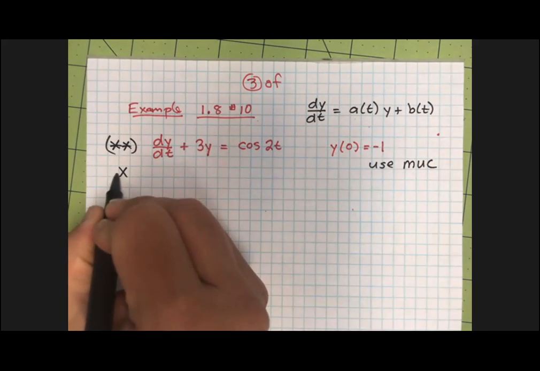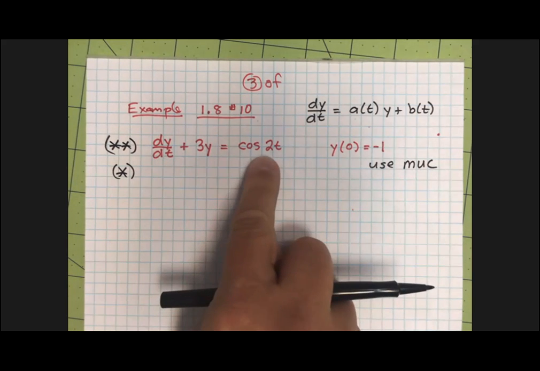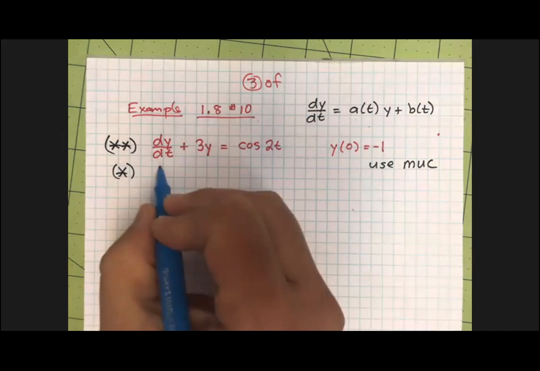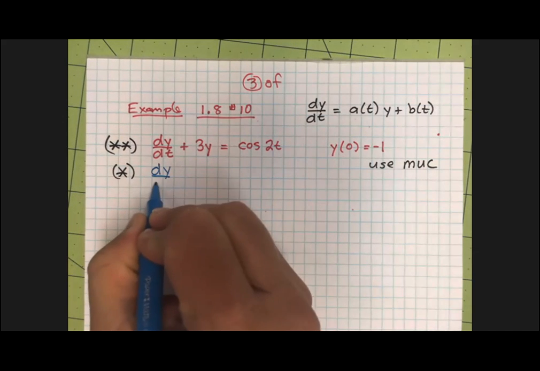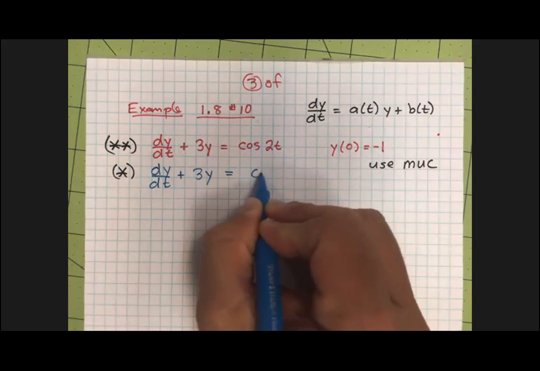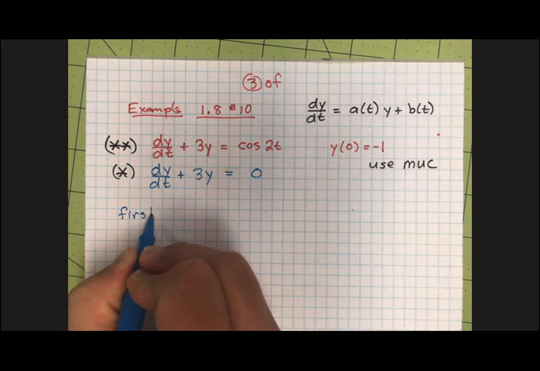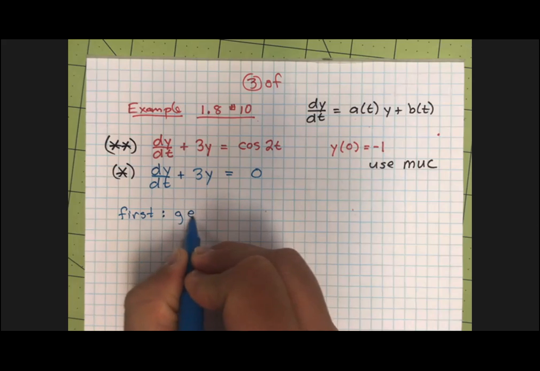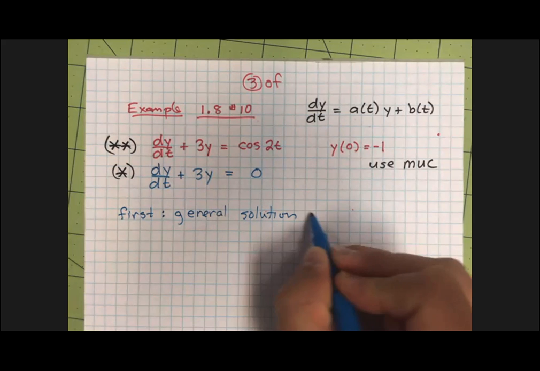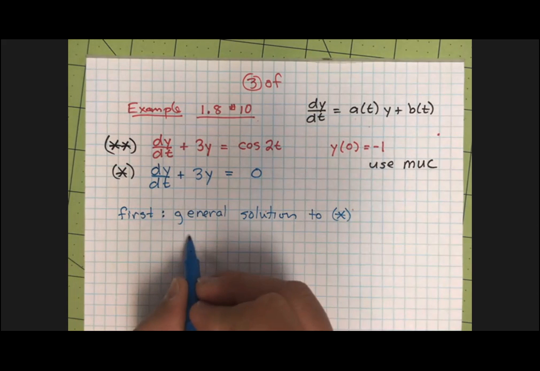Okay, what was the technique of the method of undetermined coefficients? The idea was to take the non-homogeneous problem, that's when all the y's add up to something other than 0, to look at the homogeneous problem and to build the answer in 2 steps. First, write down an answer for star. First, the general solution to star.